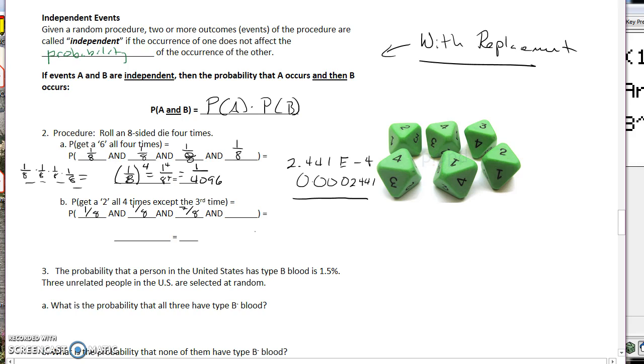So the probability of not getting a 2 on the third roll is 7 out of 8. And then finally, we want to get a 2 on this last one, so that one's 1 out of 8. We might be able to use some exponents, but I think we're just going to write it out. 1 out of 8 times 1 out of 8 times 7 out of 8 times 1 out of 8. And then we're going to multiply the numbers.